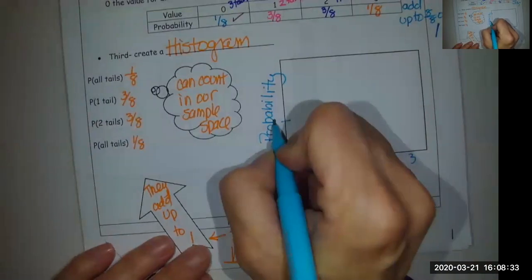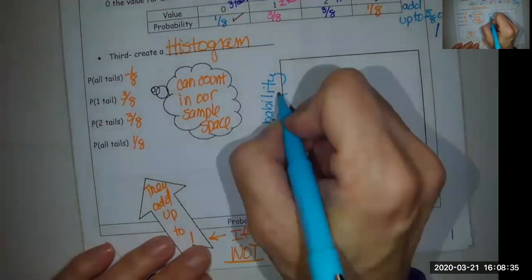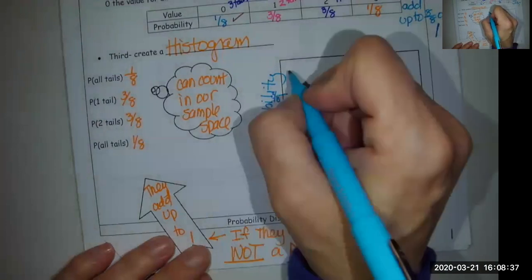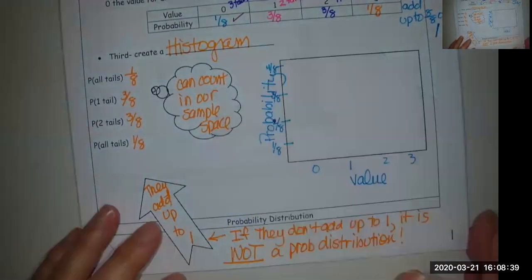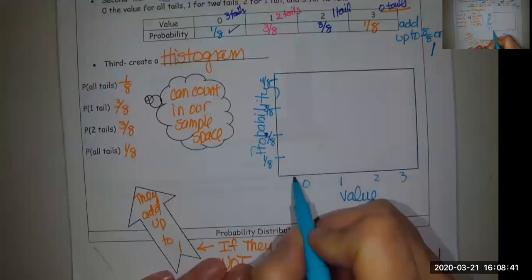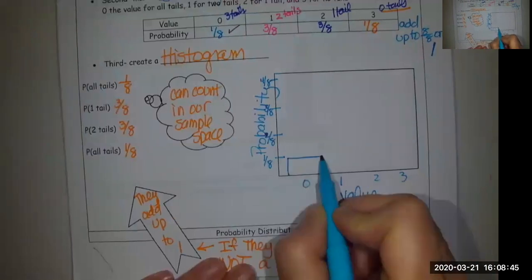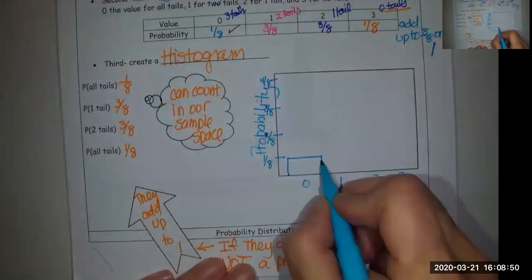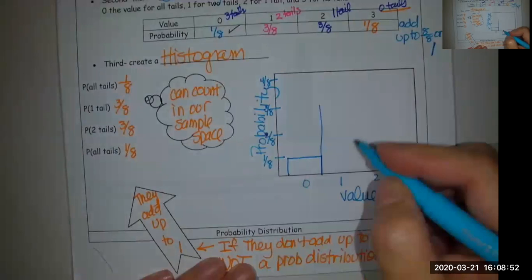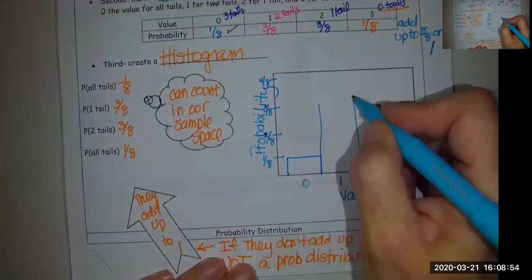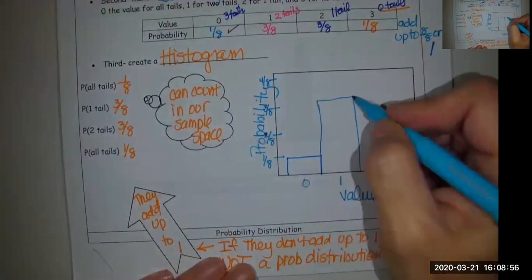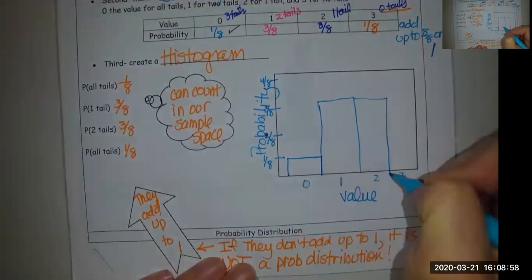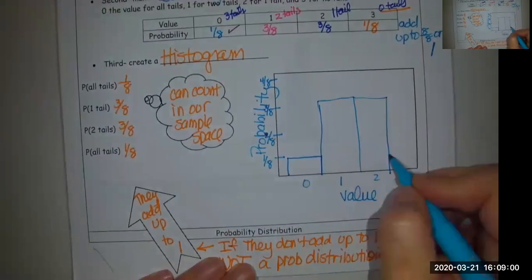We'll put 2/8, 3/8, 4/8. We know we don't need to go that big because nothing got that big. So 0 had a probability of 1/8. 1 had a probability of 3/8. 2 was also 3/8. And 3 was 1/8.